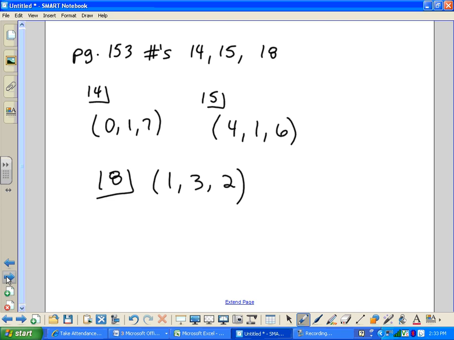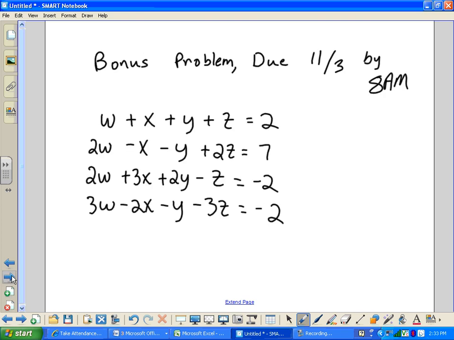Now, here's our real bonus here. So notice this is truly challenging. And notice that this is going to be due, this is November the 3rd. You have to turn it in by 8 o'clock. Certainly you could turn it in earlier if you want to. I believe that's on a Thursday. So notice what this one is. This is not a 3 by 3. It is a 4 by 4. So it's even more difficult.